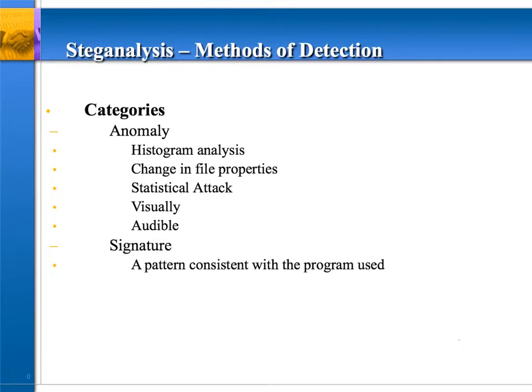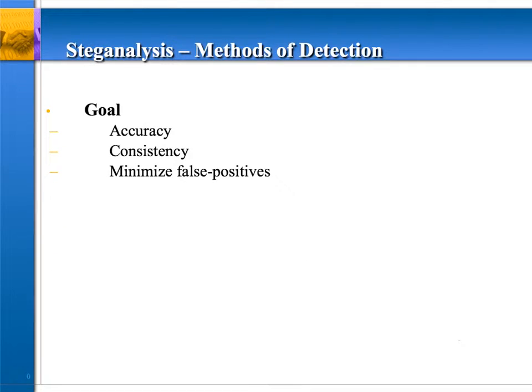So categories of detection: anomaly, histogramic analysis, change in file properties, statistical attack, visual, audible, and then pattern, a pattern consistent with the program used. Like for instance, it gives a certain timestamp, it gives a certain header in the image itself when you open it up. The goal is accuracy, consistency, and minimizing false positives. You're always going to have false positives anytime you're trying to detect things.